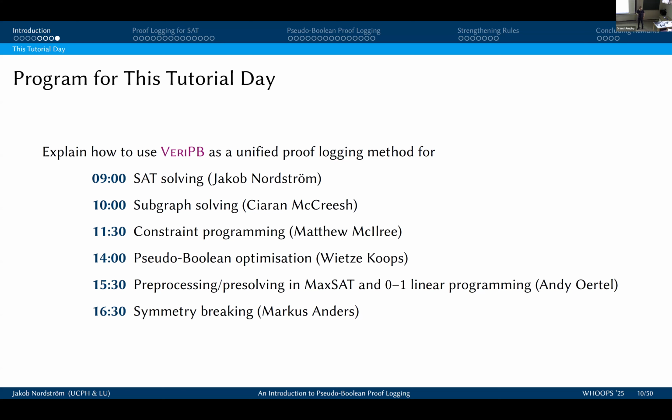So what we're doing now is in this first tutorial, I'll talk about the basics and also start from what the SAT community has been doing with proof logging for SAT solving. And then before lunch, we'll hear about subgraph solving and constraint programming, where we will already go way beyond the base format of just Boolean variables. And after lunch, we'll hear about pseudo Boolean optimization, about pre-processing, and finally about symmetry breaking. So that's the plan.